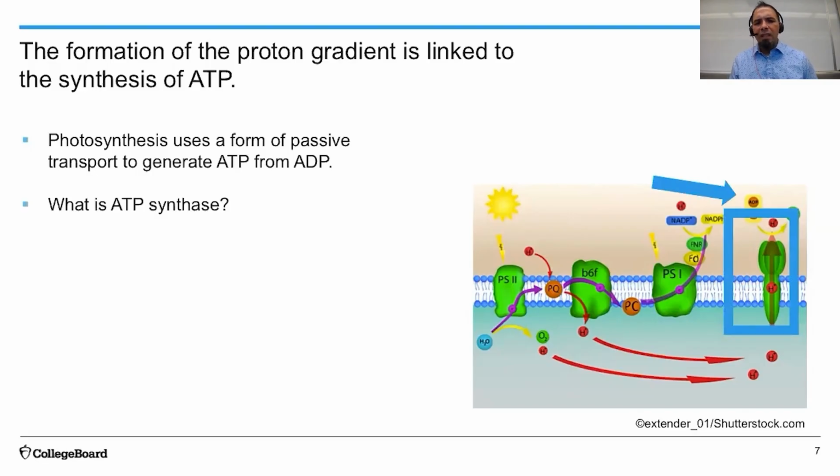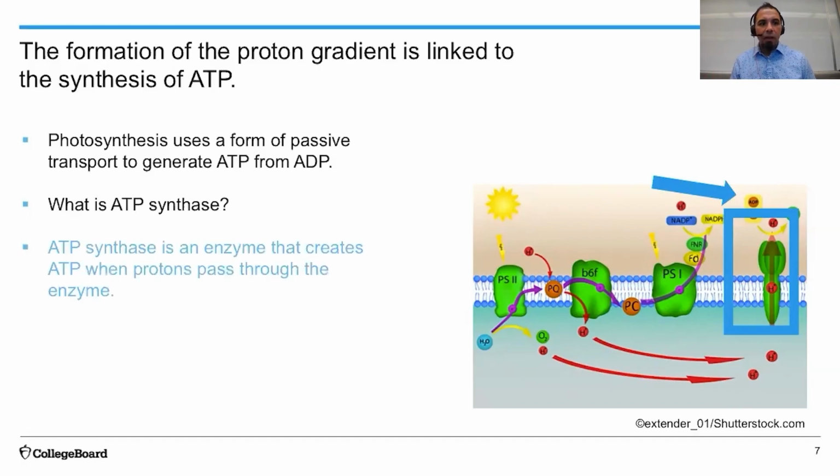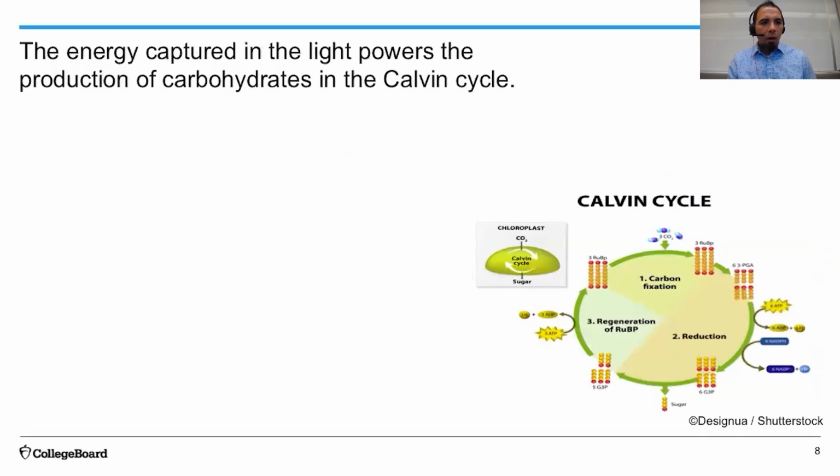And so what is ATP synthase? We know it's an enzyme because it ends in -ase, right? So synthase, it's going to synthesize. So ATP synthase is an enzyme that creates ATP when those protons pass through the enzyme. So again, if you look at that picture there, those H plus are going to pass through, going to produce some ATP.